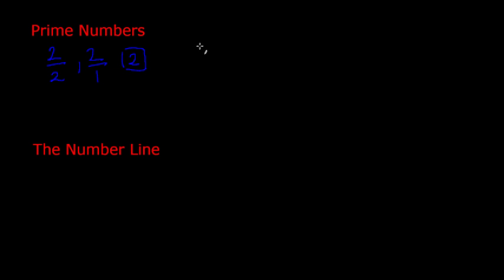Let's look at 3. Can it be divided by itself? Yes. Can it be divided by 1? Yes. Can it be divided by anything else? No. 3 is a prime number. Let's look at 4. Can it be divided by itself? Yes. Can it be divided by 1? Yes. Can it be divided by anything else? Yes, it can be divided by 2. So 4 is not a prime number.